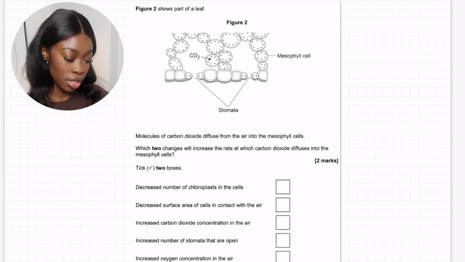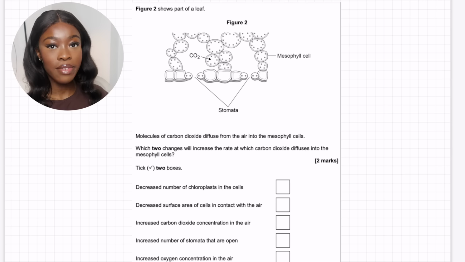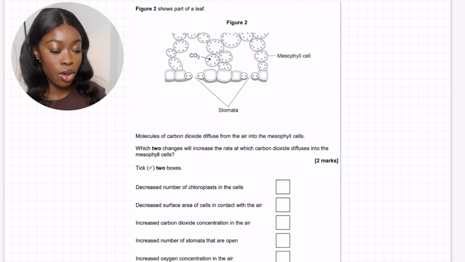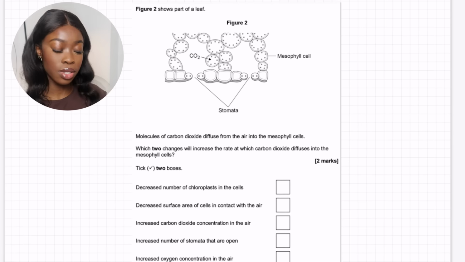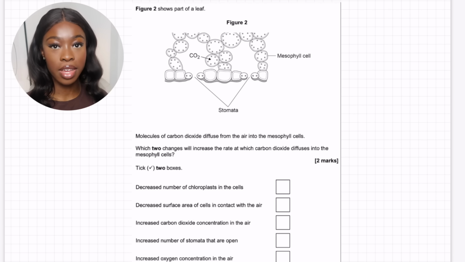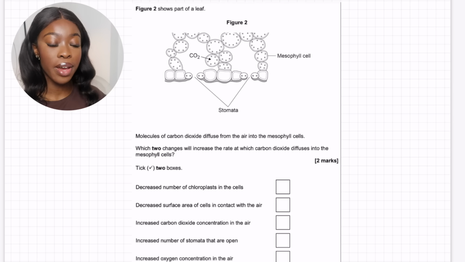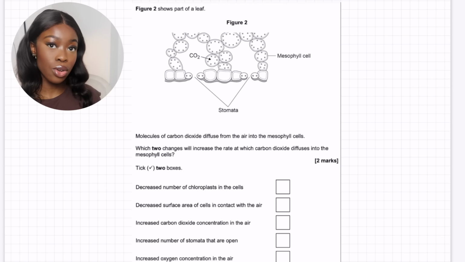You might think it's a plants question, but it is just about diffusion. It's basically about the factors that affect diffusion. So let's go through them. They said a decreased number of chloroplasts in the cells. Chloroplasts don't necessarily have anything to do with the diffusion of carbon dioxide entering the cells. It's about how much carbon dioxide is already in the cells, and also how the carbon dioxide can even get into the cells. For example, if the stomata is closed, it's really hard for the carbon dioxide to enter the mesophyll cells. So let's look through the options.